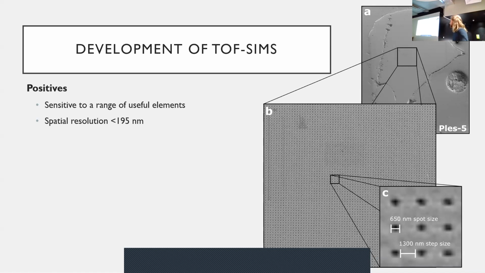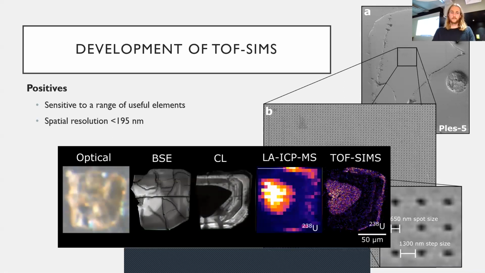And how we get that spatial resolution is by looking at the spot size plus the step size between spots. And so for this sample, it's just a little bit less than 2 micron resolution, but the best we achieved was just under 200 nanometer resolution. And just to compare that to other techniques, a TOF-SIMS image of the same crystal is comparable to electron microscopy, so BSE and CL images, and is much, much better than the laser ablation maps.